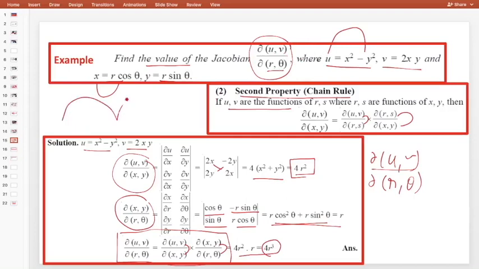First they have given u, v, which are functions of x and y, and then x, y are functions of r and theta. So they are asking for (u, v) with respect to (r, theta); we can first take (u, v) with respect to (x, y) and then (x, y) with respect to (r, theta).